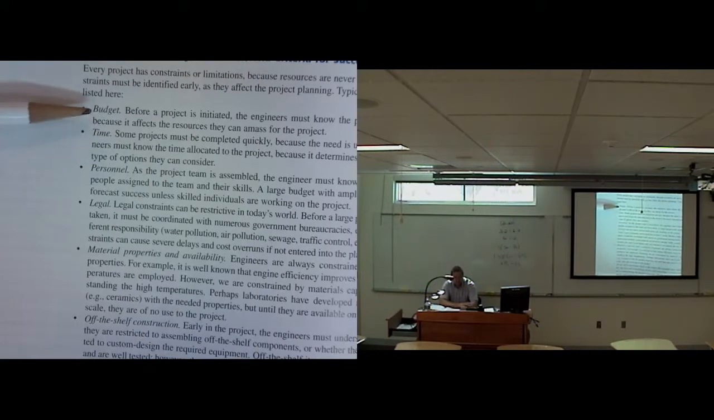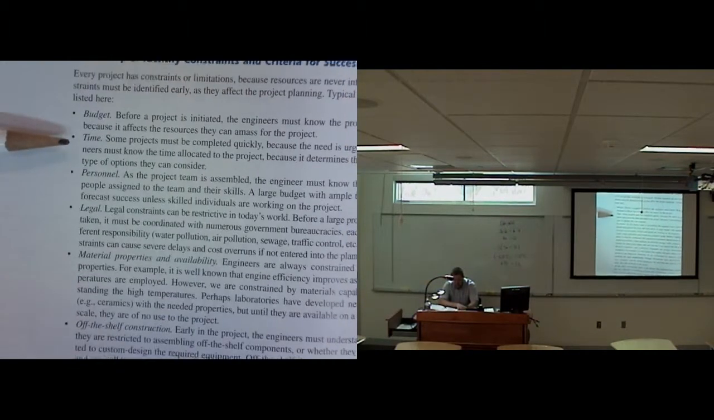Time. Time constraints are often placed on engineers. Okay? So you need to know what kind of time constraints you have. Do you have to have a report done by a certain time? Do you have to have a project done by a certain time? Do you have to have a prototype ready by a certain time? Do you have to have tests done? Are there different times for different things? You need to know that, and you need to keep track of it.